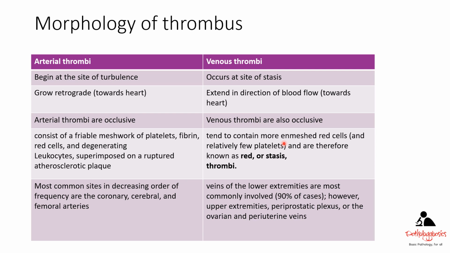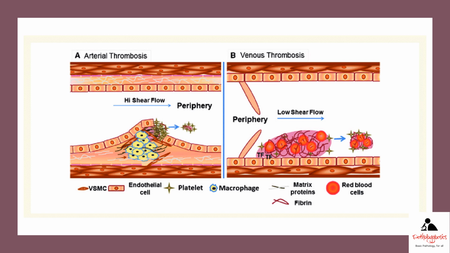It's usually not due to an atherosclerotic plaque. Most common sites of arterial thrombi are coronary, cerebral and femoral arteries, whereas for venous thrombi, as I told you, the veins of the lower extremities are the most common sites. So this is the arterial thrombus, okay, it's happening on an atherosclerotic plaque. Here this is a venous thrombus, okay, there's no atherosclerotic plaque, primarily consisting of red blood cells.